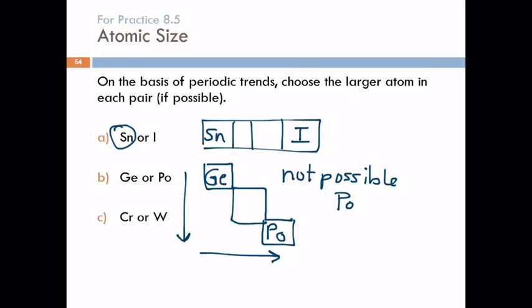How about chromium or tungsten? So they're vertical, chromium and tungsten. Which one's bigger? The tungsten, the one on the bottom. Okay? Any questions?